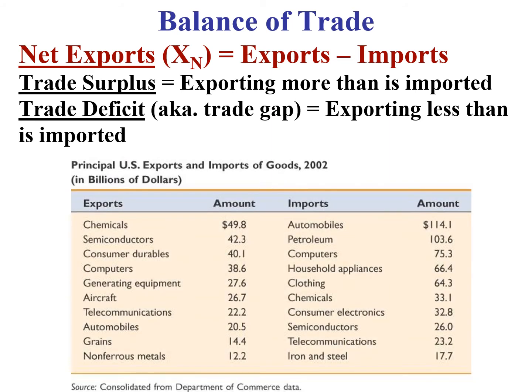This particular chart simply provides an example of common exports of goods for the year 2002.